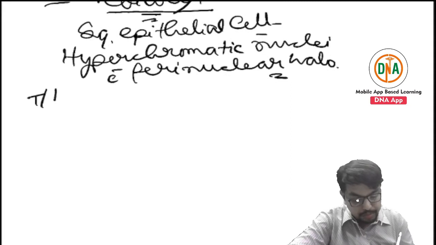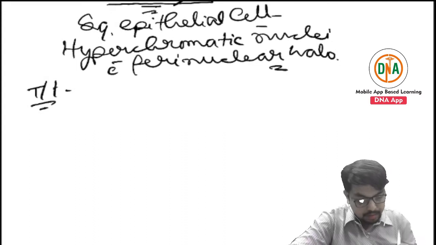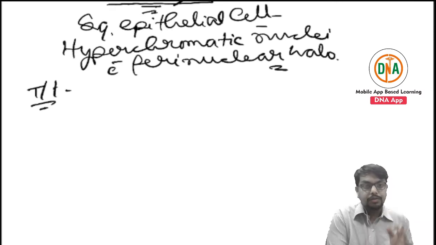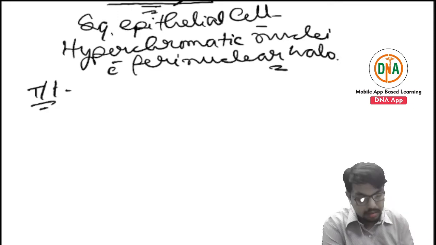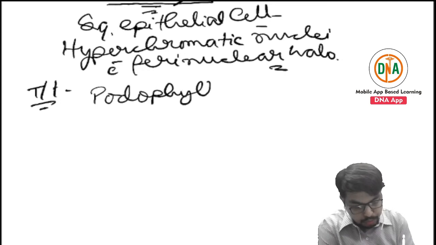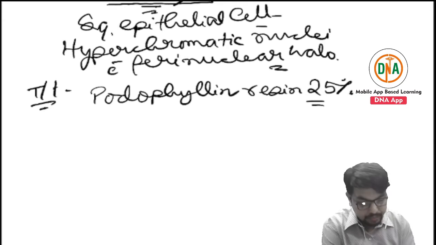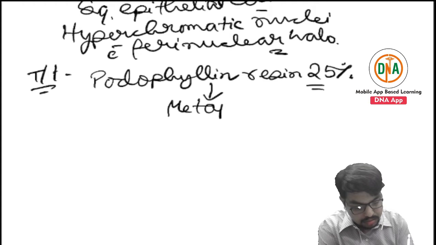Okay, now coming to the treatment part. Okay, what is the treatment? Management is basically destructive. HPV lesions are treated by destructive methods, either by electrofulguration or a chemical cautery. Okay, now what we commonly use is podophyllin. Podophyllin resin 25% is used. Okay. What does it cause? It causes metaphase arrest.